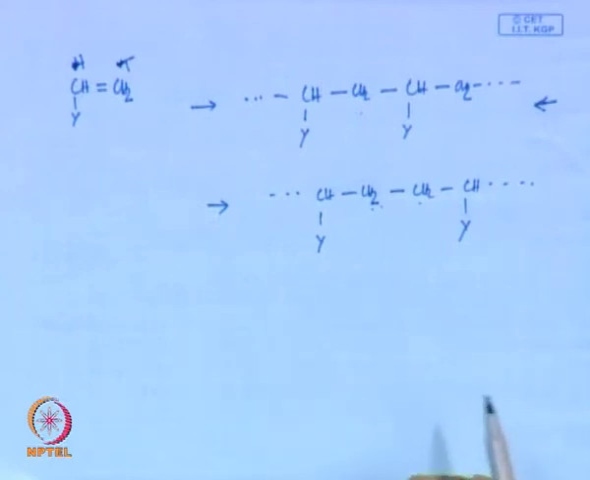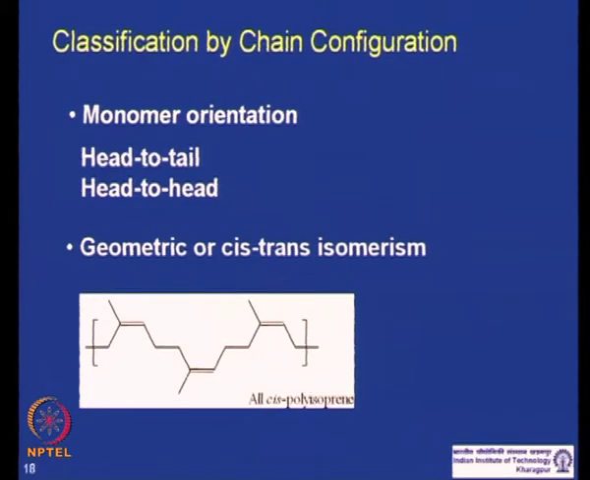You can have polymers as geometric isomers, like in this case cis-polyisoprene, where all the monomers are arranged in the polymer in a cis arrangement. Now, you can have them in a trans arrangement or a cis-trans arrangement as well. So, that gives you geometric or cis-trans isomers.